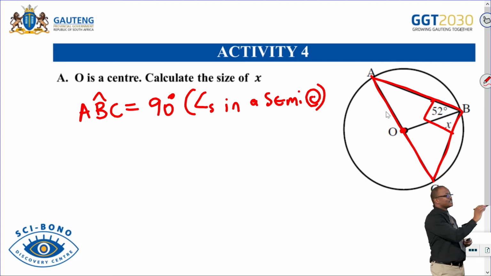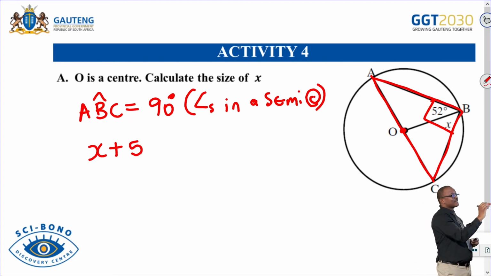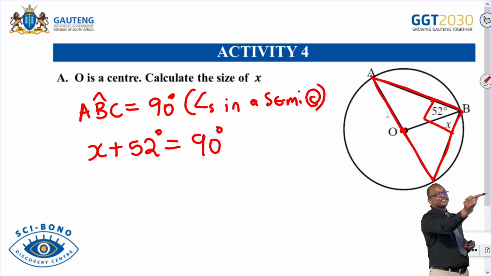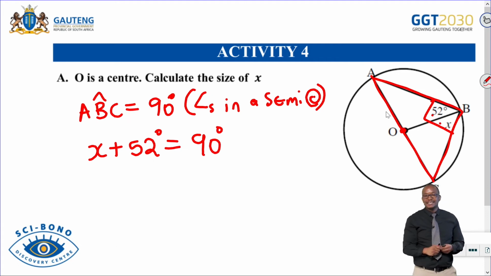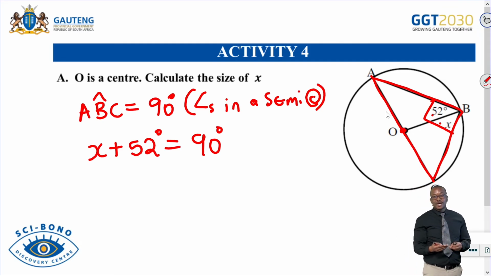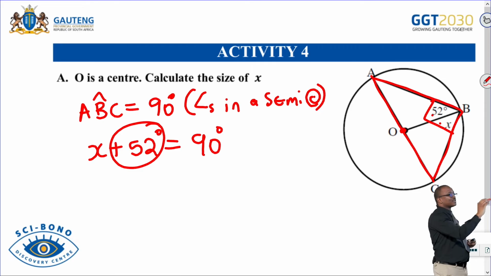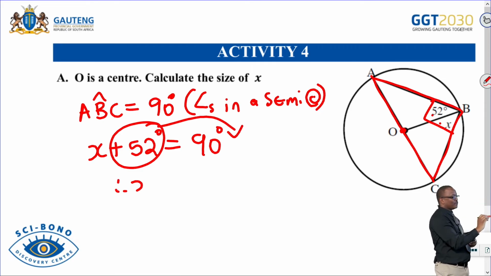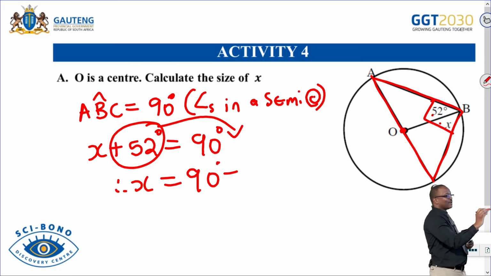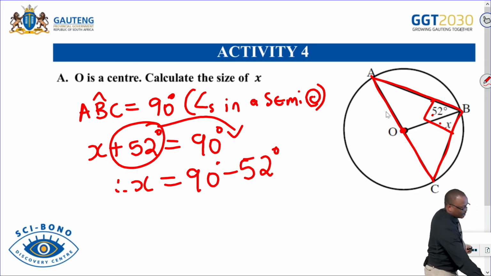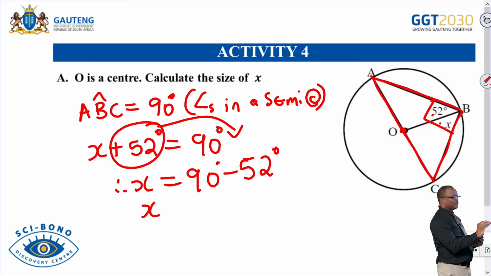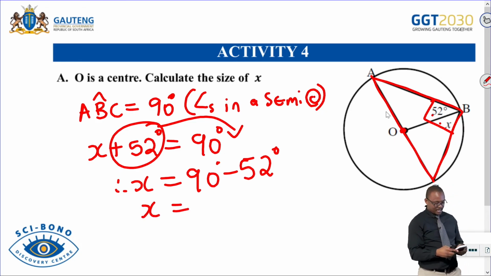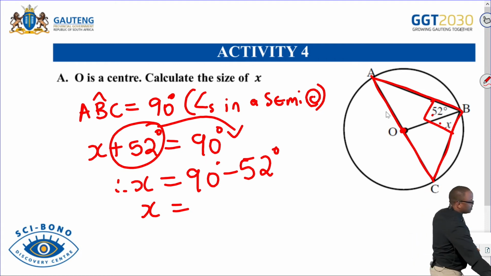What does it mean? It means if I add x plus 52, I must get 90 degrees, because the whole of that angle B is 90 degrees. Then from there, it's easier for us to calculate x because the equation is already there. How do you calculate x? We just transpose 52 to the right-hand side. Therefore, your x is going to be 90 minus 52, which is going to be 38.